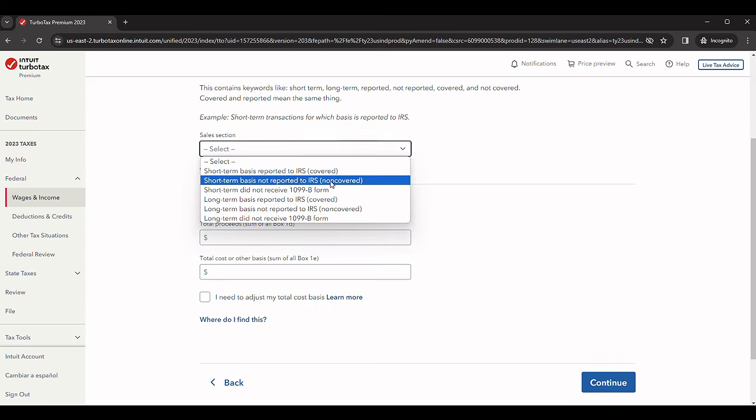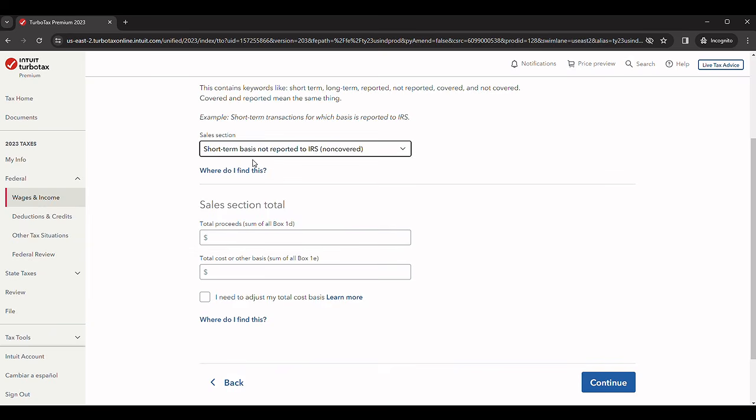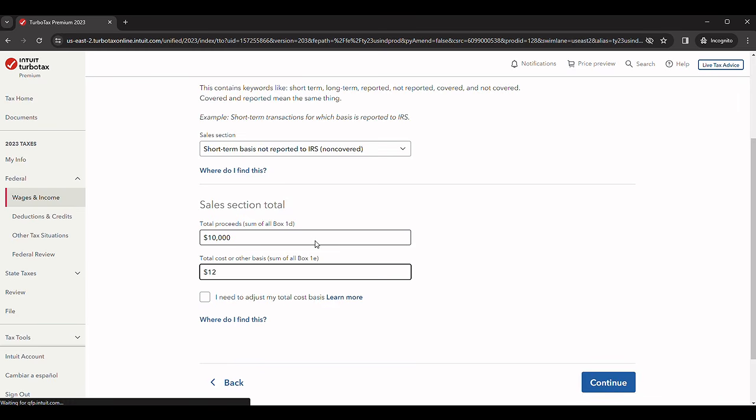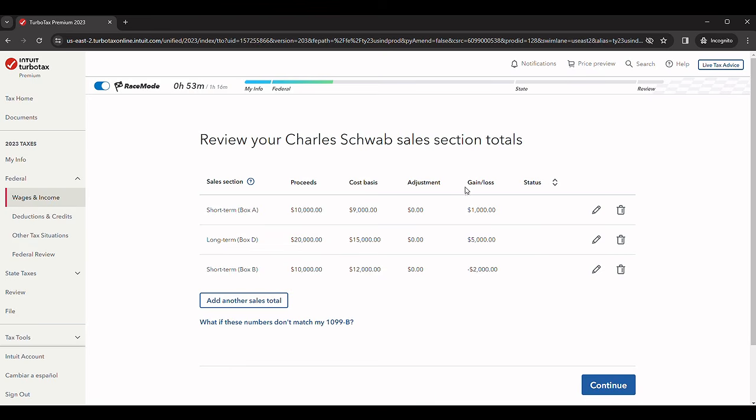I'll run you through an example. So let's just say non-covered, short-term basis not reported, so non-covered. And let's say the total sales in this section, these types of transactions were 10,000, but it cost you 12,000. So let's just say you lost money. You bought all these types of stocks for 12,000 and you sold it for 10,000. So you lost $2,000 with these types of stocks. So we're going to continue and they're all going to net together.